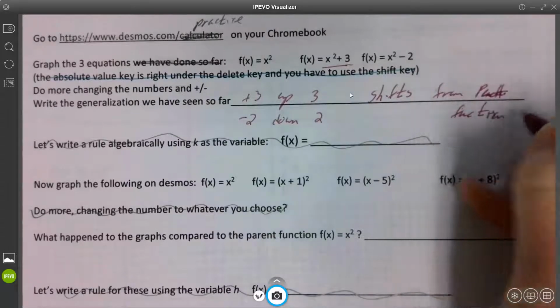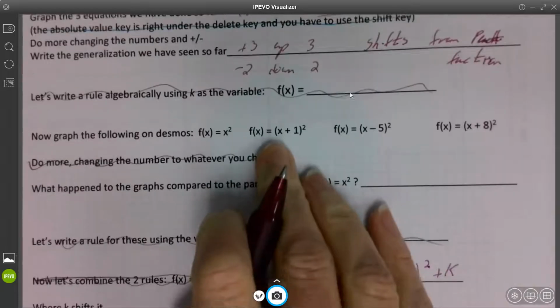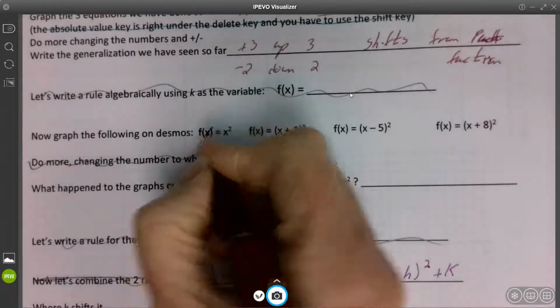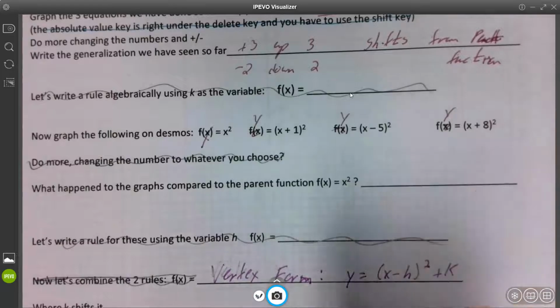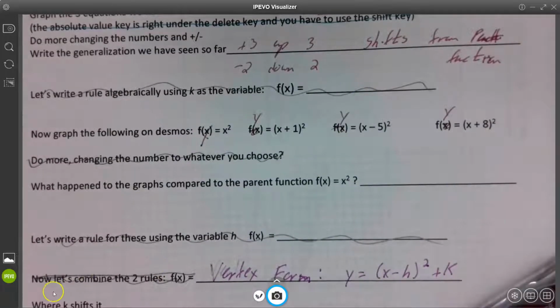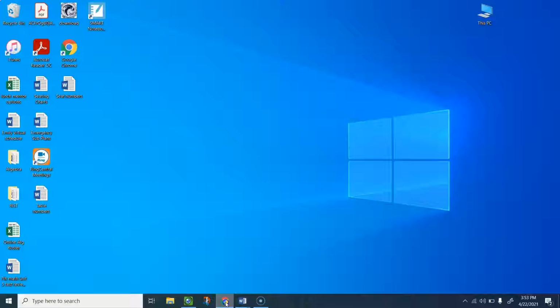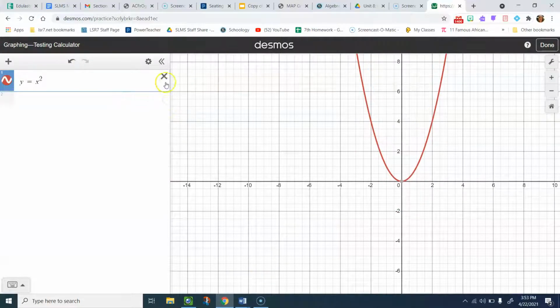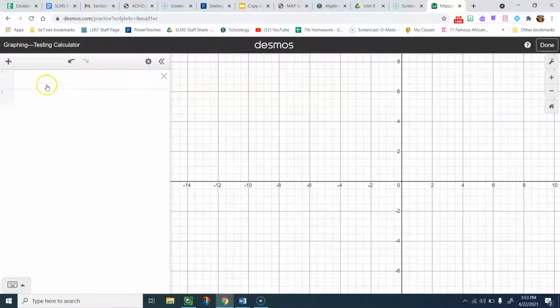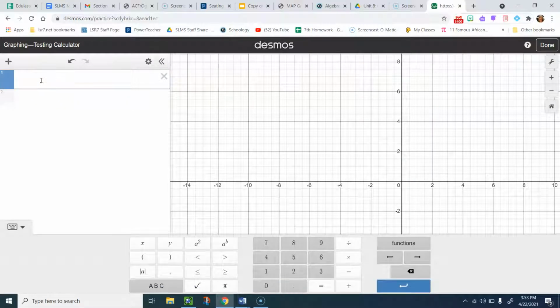Okay, let's go back to decimals, and now we're going to graph these. And remember, this is just y. Okay, y equals, y equals, y equals. So to clear the equation, just click on the x. Not anything too scientific there. Oops, I cleared it completely. That's okay. Doesn't matter. So now I'm going to put in my parent function again.